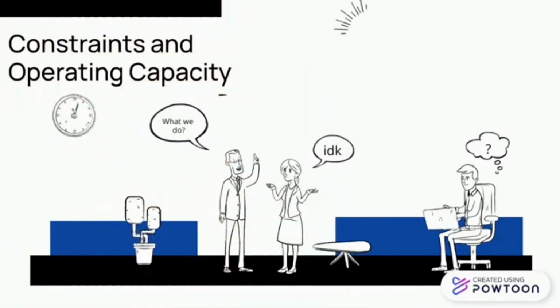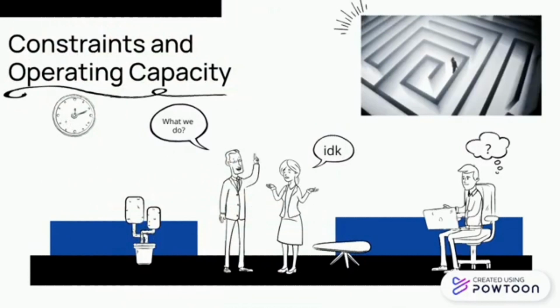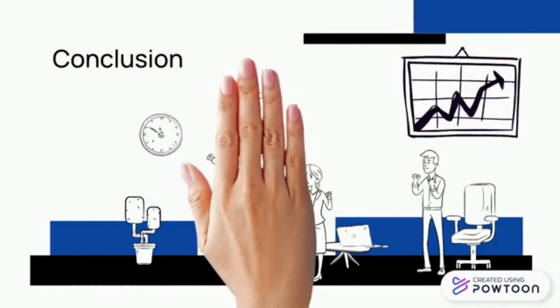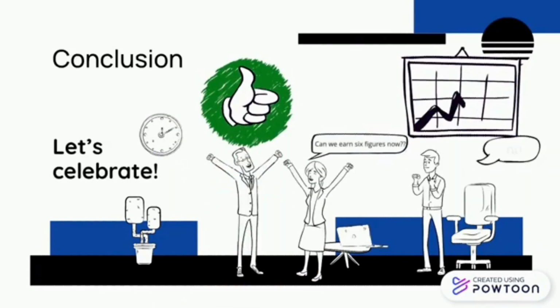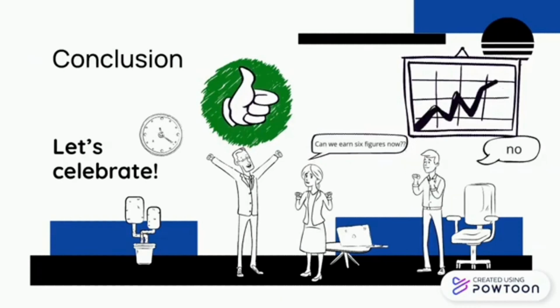Constraints and operating capacity. Recognizing constraints is acknowledging the road's limitations. By understanding them, we can plan our route effectively. In conclusion, the big picture is our guiding star in the vast business universe. It's not just about knowing where we are, but understanding where we want to go and how we'll get there.